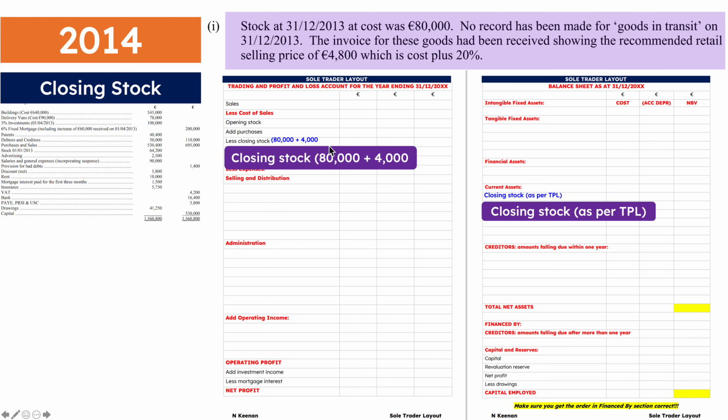Now, how do I get 4,000? So we've received an invoice. Who do we receive an invoice from? Our creditor. So we have bought goods from our creditor. Now the recommended retail selling price of them, 4,800, is cost plus 20. So 4,800 divided by 120 multiplied by 100 is 4,000 euro there. And then we add that to our purchases figure. So whatever our purchases figure was in the TPL plus 4,000. And we'll also add it to the creditor plus 4,000 there.